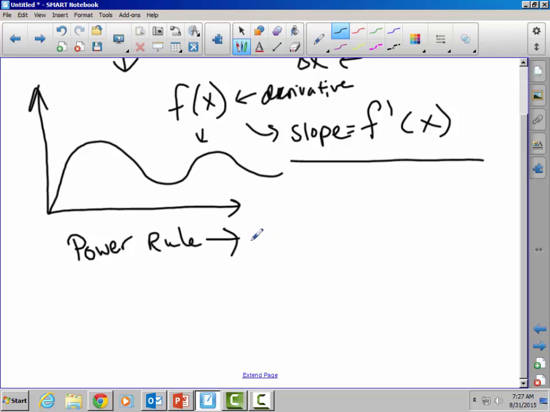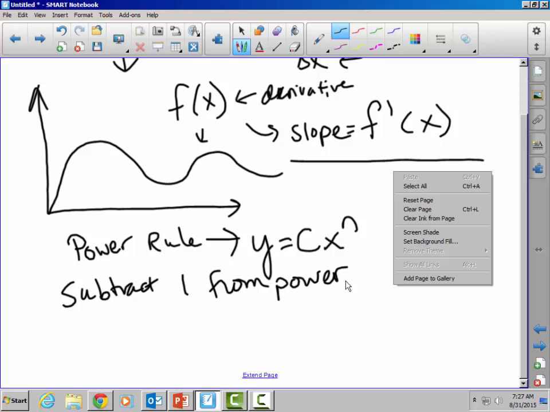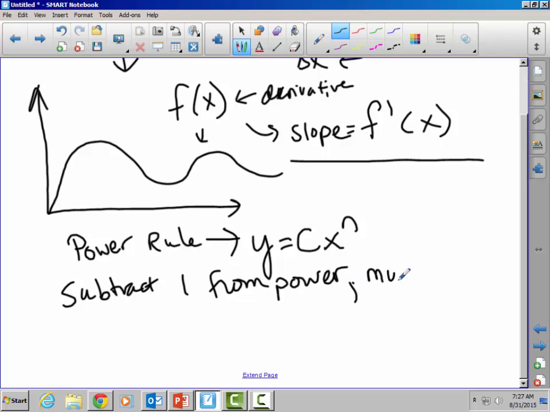So the power rule says that when you have a function that looks like some constant times x to some power we'll call n, the rule says subtract 1 from the power and multiply the function by the new power. Oh, sorry, by the old power.